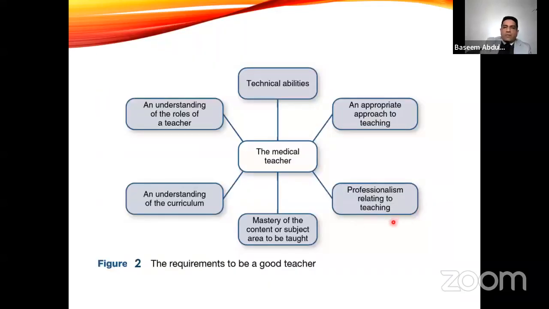So in this figure, we can summarize the requirements to be a good teacher. Medical teachers should have technical abilities, appropriate approach to teaching, professionalism relating to teaching, mastery of the content or subject area to be taught, an understanding of the curriculum, and understanding of the roles of a teacher. So here we can see that just identifying and recognizing the 8 roles of the medical teacher is not enough for a medical teacher to be a good or to be an excellent medical teacher.